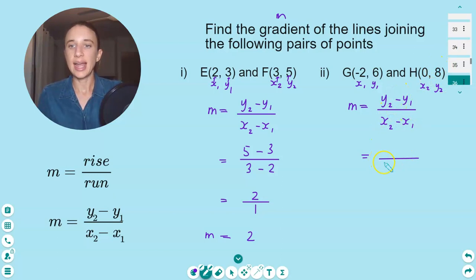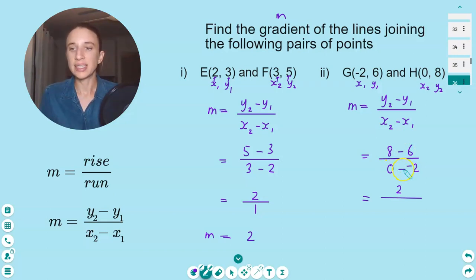y2 is 8. Take y1 is 6. x2 is 0. Take x1, -2. Now, we can write that a little bit simpler. But yeah, I'll simplify on the numerator first. So 8 take 6 is 2.